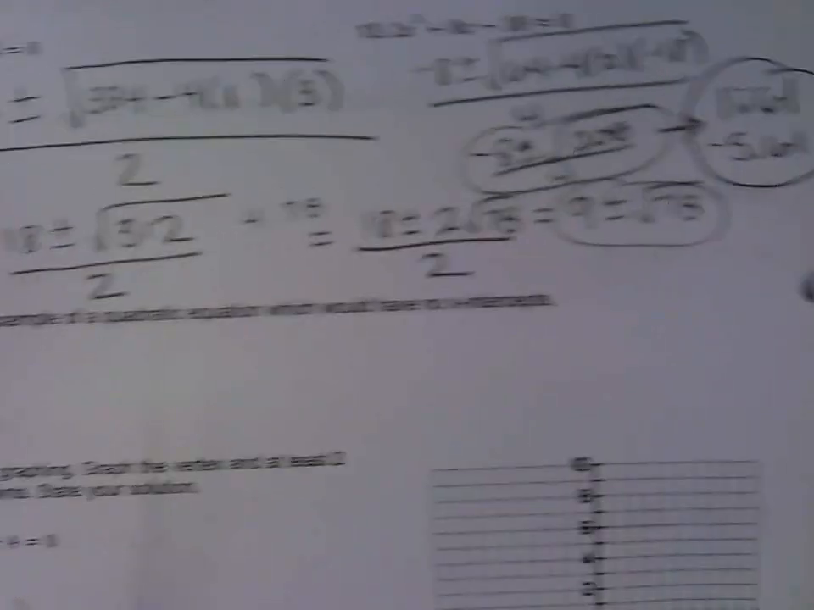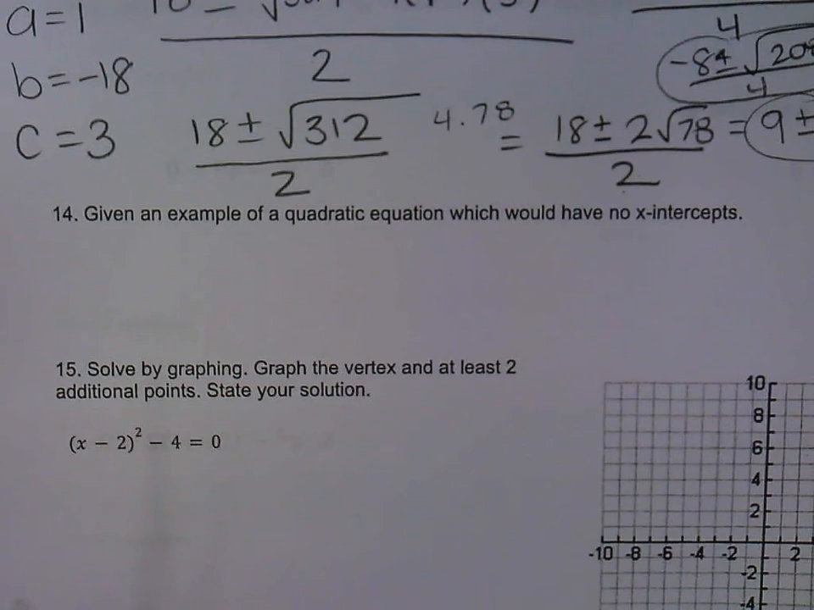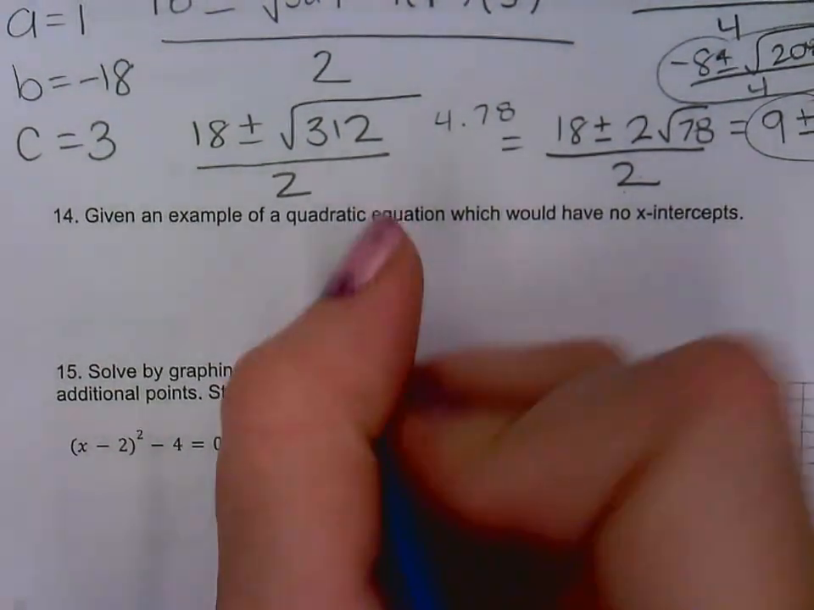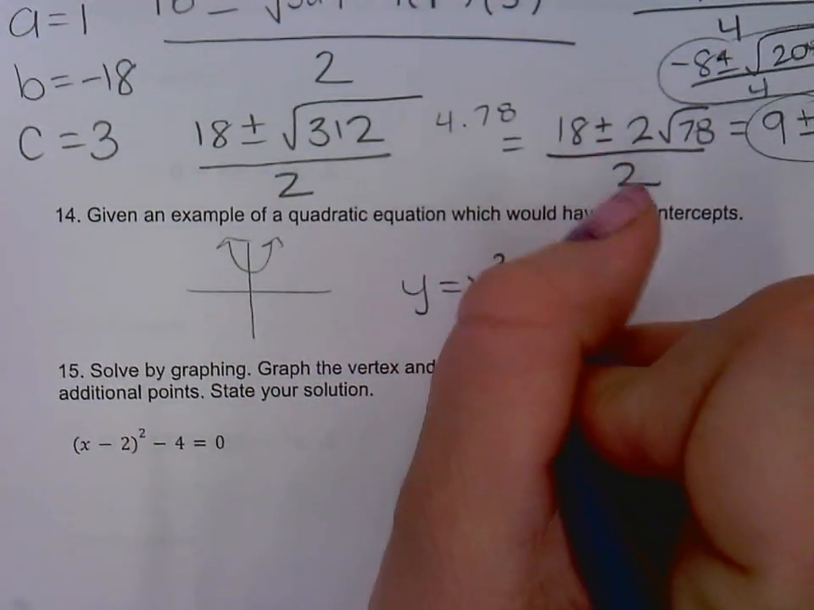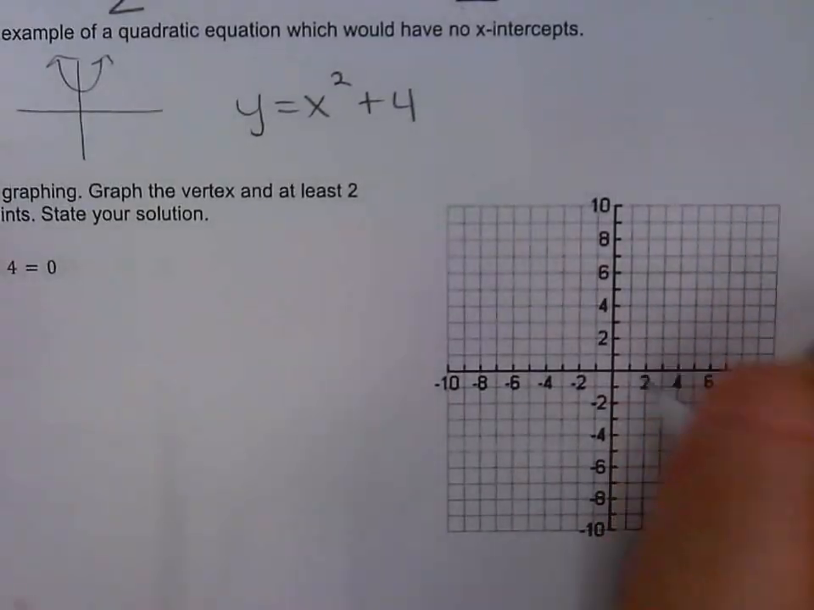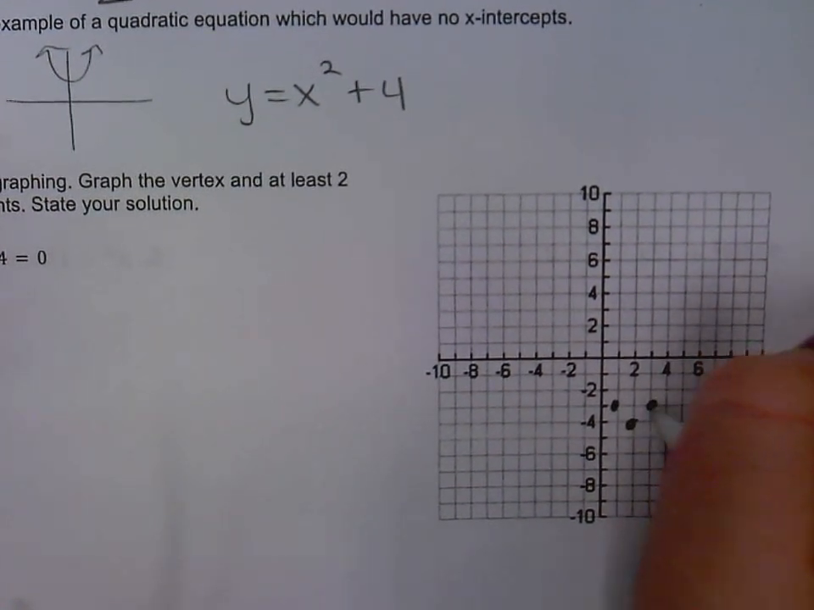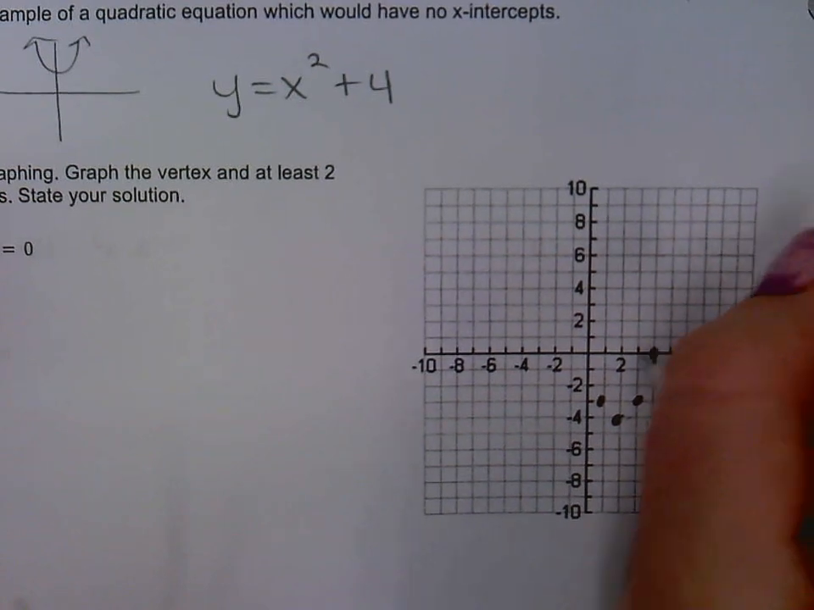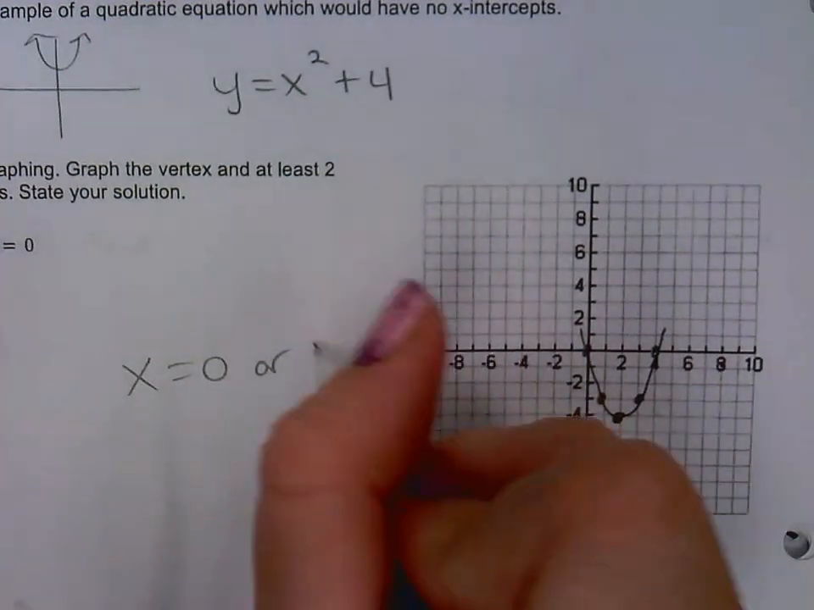I just wanted to show, in case you were trying this review sheet, these last 2 problems. Something that has no x-intercepts would be like a quadratic that's being lifted up above the axis. So maybe something like x squared plus 4, but there'd be lots of other options. Solve by graphing. So I would go right 2 down 4. And then this is concave up: over 1 up 1, over 2 up 4. So I could record my x-intercepts as 0 or 4 as my solutions.